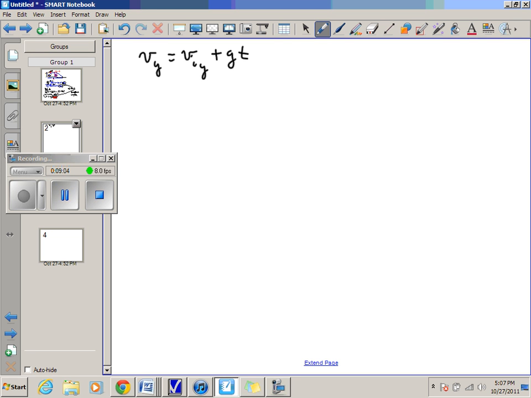V sub y is 0. That's at the very, very top. The initial y velocity, which I found before, is positive 258. G is negative 9.8 times t. And indeed, I do get this t value of 26.3 seconds, which is half of the total time that we found previously. So no surprise there. That's the t value.